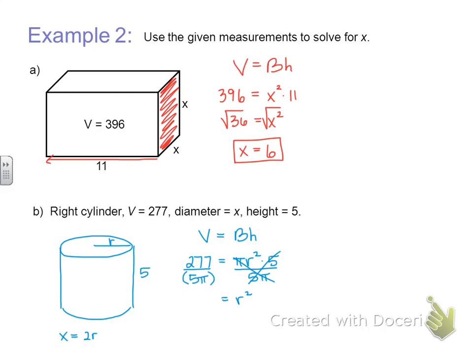Okay? So when you do 277 divided by 5 pi in parentheses, and I don't have my calculator out, so I'm going to trust you guys to give me the right answer here. Round it to the nearest tenth. What is 277 divided by 5 pi?